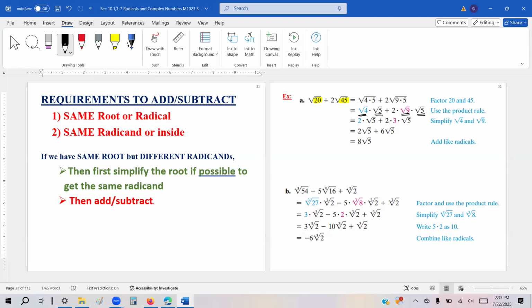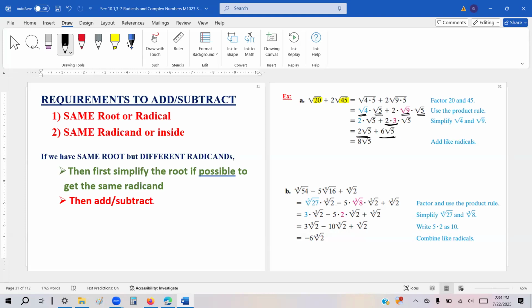And then see, it's reducible. Square root of 4 is 2, square root of 9 is 3. So we get 2 square root of 5. And the coefficient 2 multiplies with the reduced term, we get 6 square root of 5. See, now we can combine because they both have the same inside, square root of 5, the same radical. So you get 8 square root of 5.